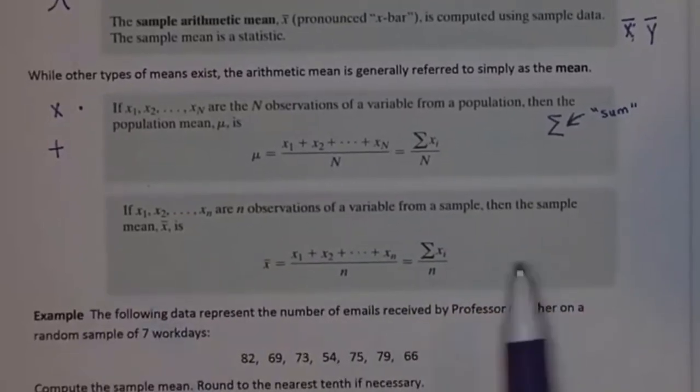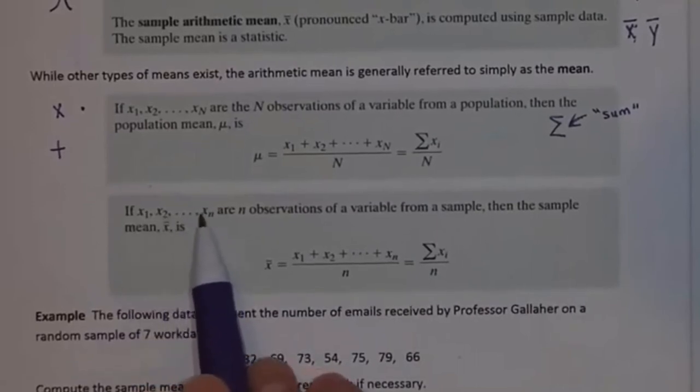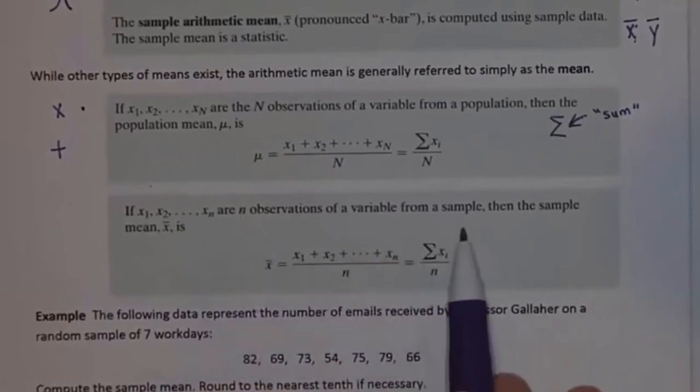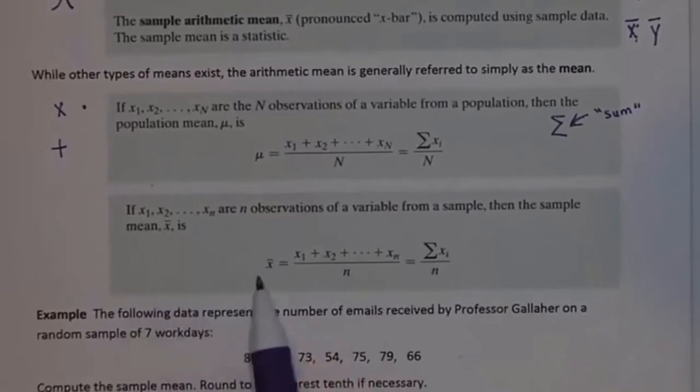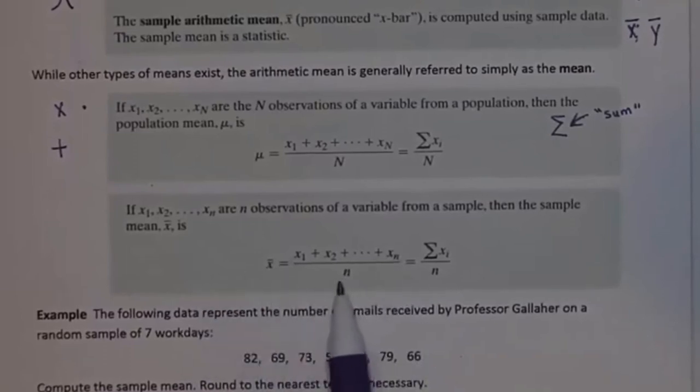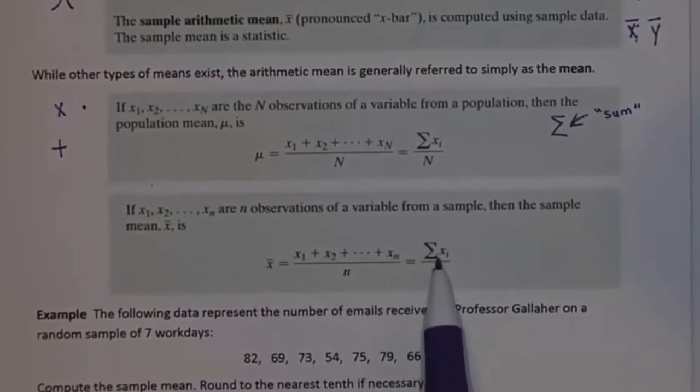So the same kind of deal for a sample. If X sub 1, X sub 2, and so on up to X sub lowercase n are the lowercase n observations of a variable from a sample, then the sample mean X bar is X bar equals pretty much the same formula, X sub 1 plus X sub 2 and so on to X sub n. It's just technically a lowercase n since it's a sample. And we divide that by lowercase n, again, because it's the sample. Again, that sigma means we're going to be adding up. What are we adding up? What comes behind it? X sub i is representing the data values. So add up all the data values, divide by the number of data values, and that gives us the mean.